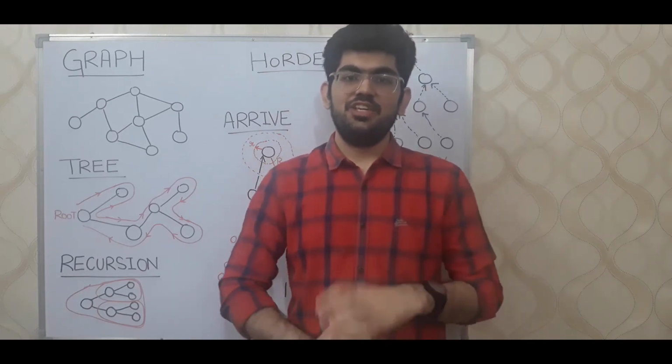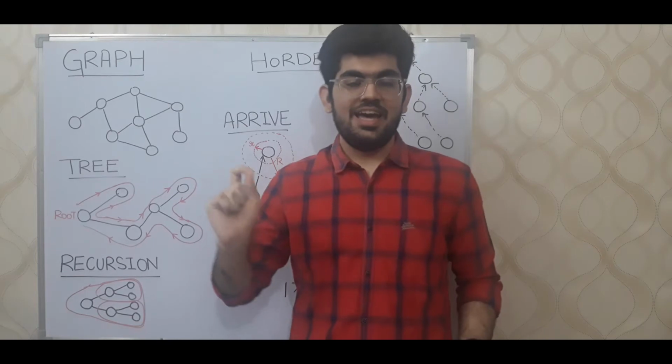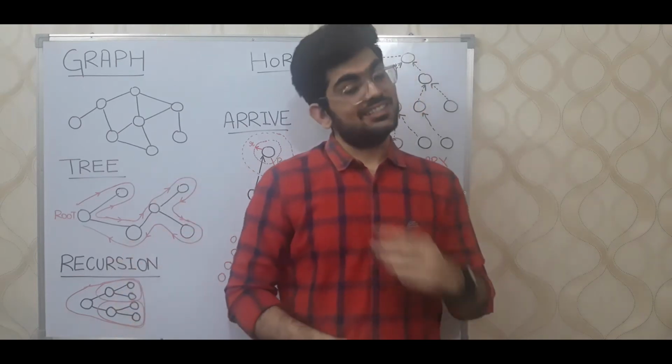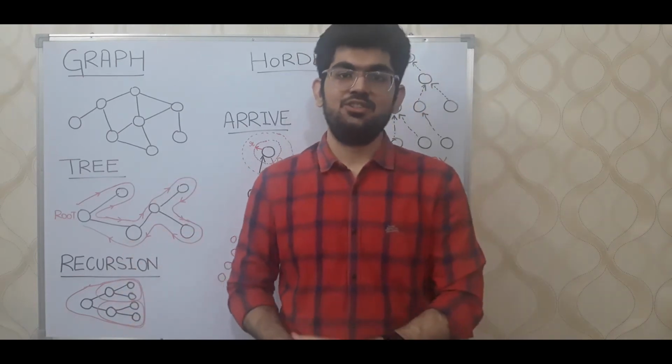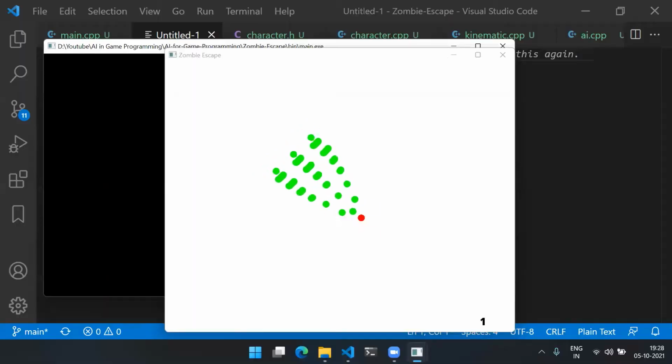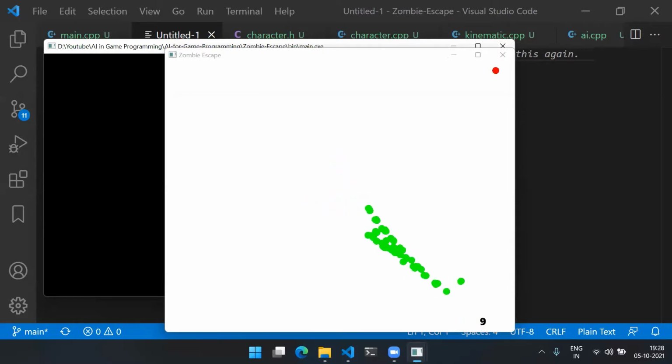In this video, we are going to program an AI zombie horde. So let's look at how the final project is going to look. Okay, so this is the game that you can see over here. The red is the one that is controlled by the player and the green are the so-called zombies. As we can see, the zombies are trying to follow us.